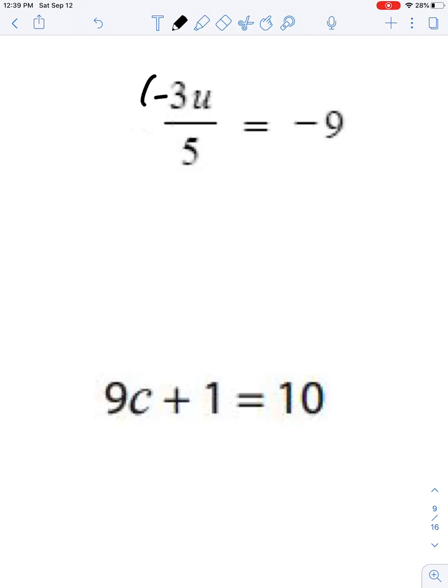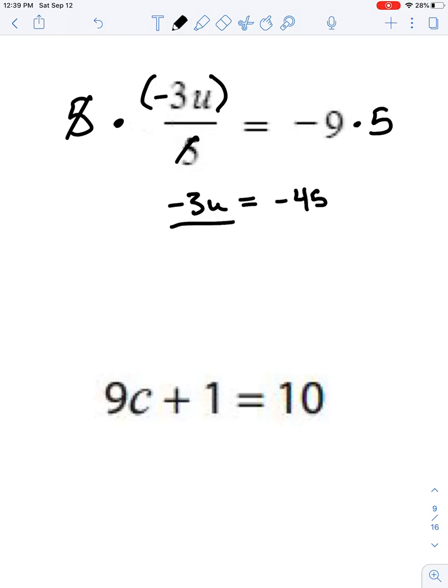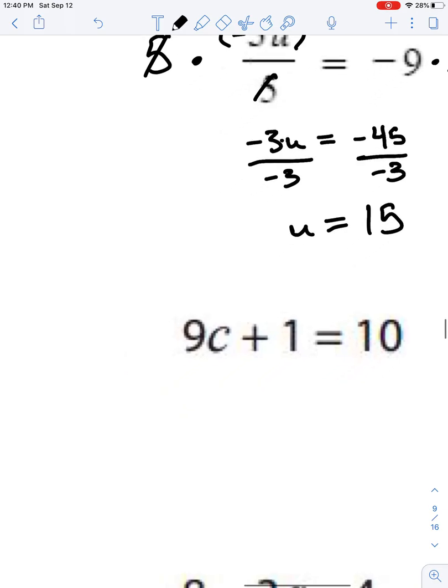I just like to do that because now I can put my parentheses around it and lock it in those parentheses and just wait on it till later. Again, we have hidden parentheses up top, so I'm going to get rid of this 5. Cancel those out. I'll be left with that negative 3u, and it becomes unlocked because we got rid of that 5 off the bottom. Negative 9 times 5 is negative 45. Divide by negative 3. Divide by negative 3. U equals positive 15. Again, I divided by 3 because they were being multiplied right there. Negative 3 times u, so I did the opposite.